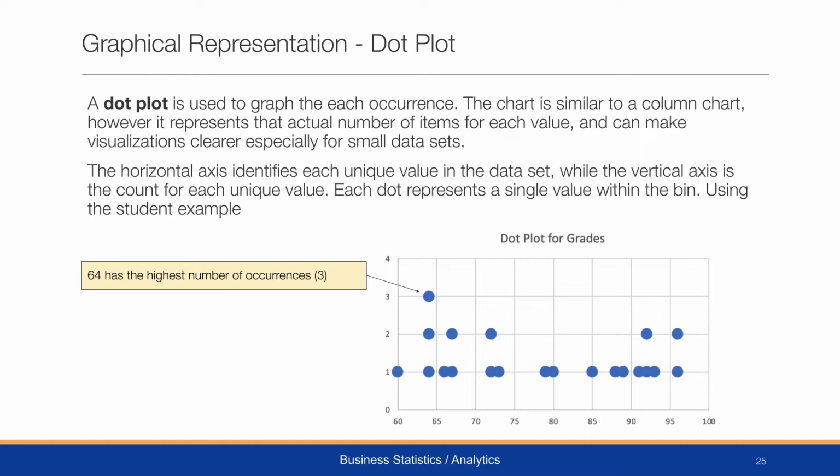The horizontal axis identifies each unique value in the data set, while the vertical axis is the count for each unique value. Each dot represents a single value within the bin. So we could see that there were 3 of them in terms of the frequency there at 64.